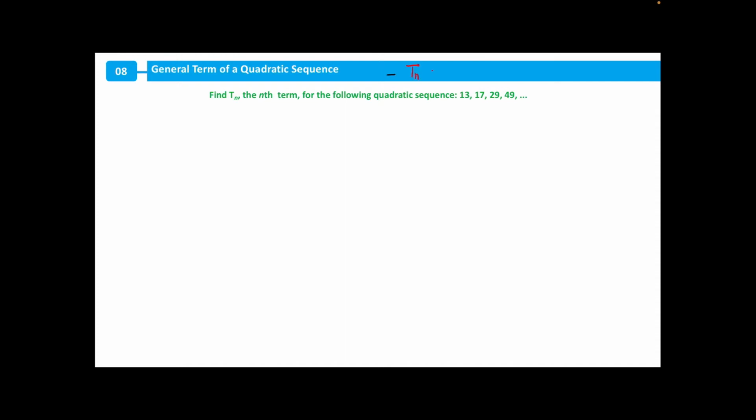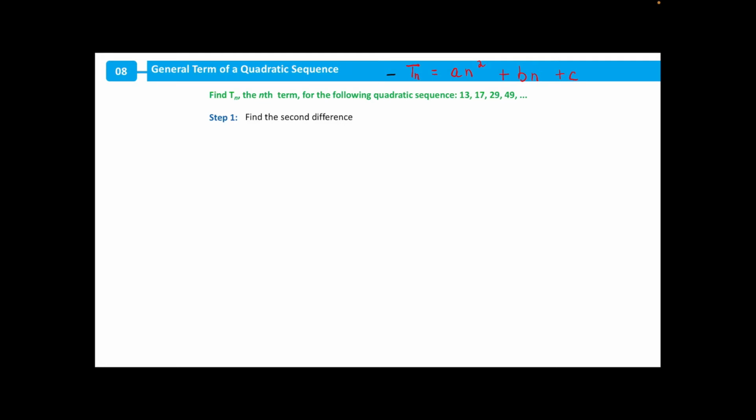Now the first thing we have to remember is when we have a quadratic sequence, your general term will be in the form of an squared plus bn plus c, where a, b and c are the values that you need to find. Okay, let's find a first.